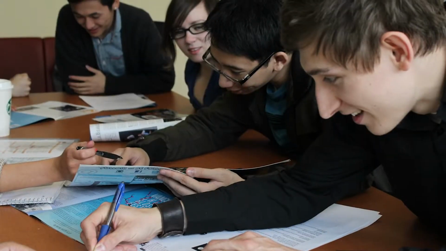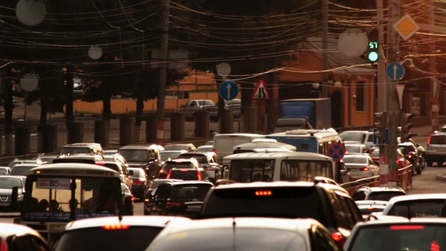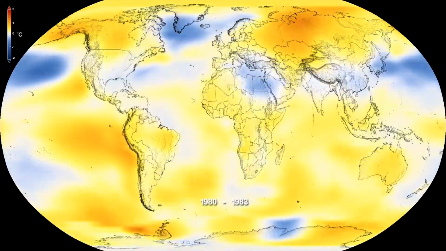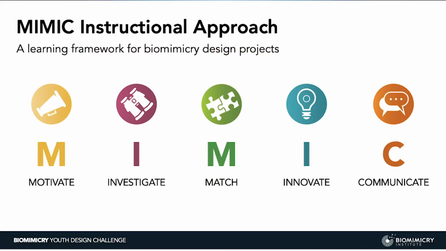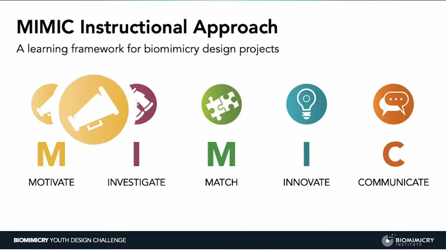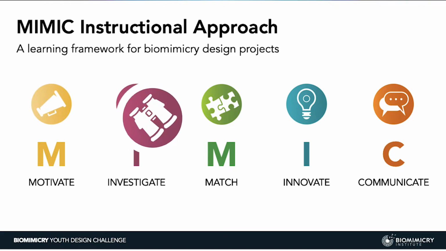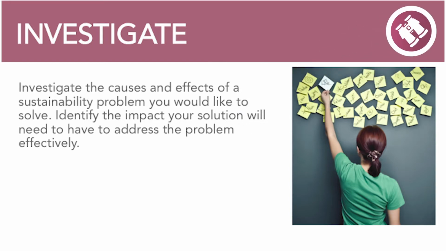This biomimicry design challenge asks students to create a bio-inspired design to solve a problem that impacts the global sustainability issue of climate change. Once you've provided your students with a general introduction to biomimicry with the lessons in Motivate, the next step is for students to begin the design process in Investigate. Here they will clearly identify a problem that they want to address.